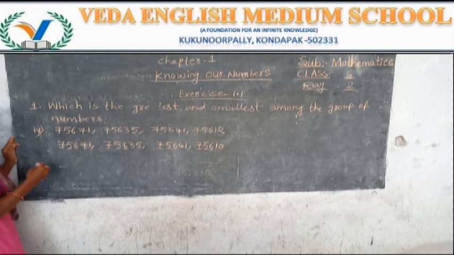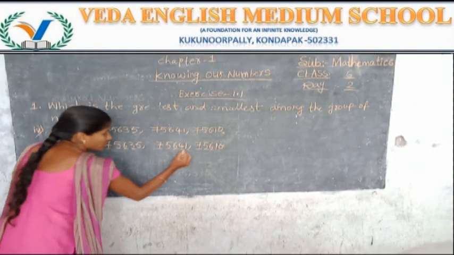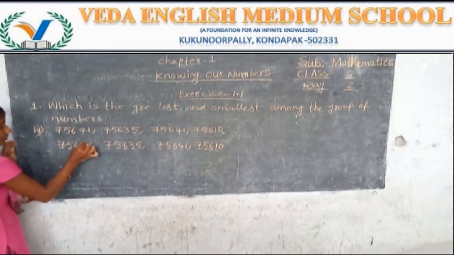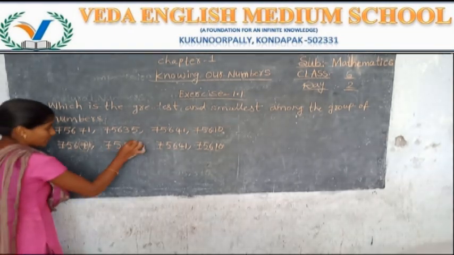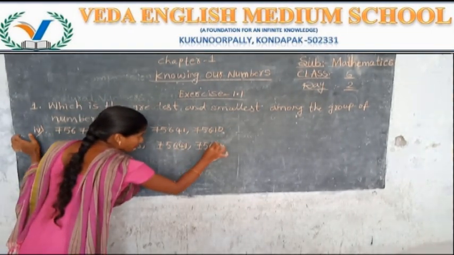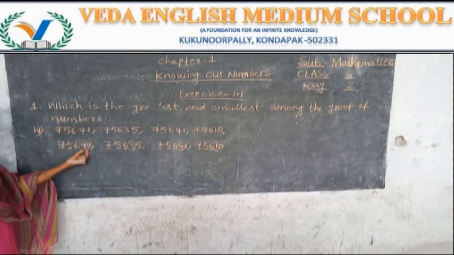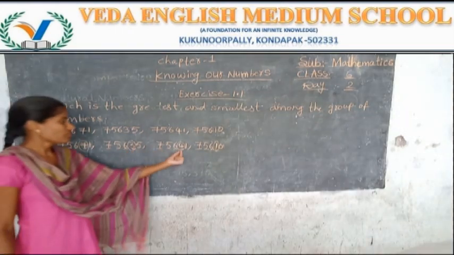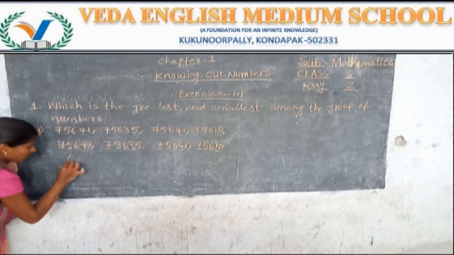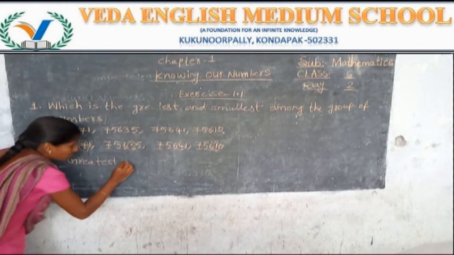What is the fourth digit here? 7. Here? 3. Here? 4. Here? 1. The fourth place digits are not equal. Up to 3 digits all are equal. Now see the fourth place digits: 7, 3, 4, 1. They are not equal, so now you have to compare here and find what is the greatest number and what is the smallest number.